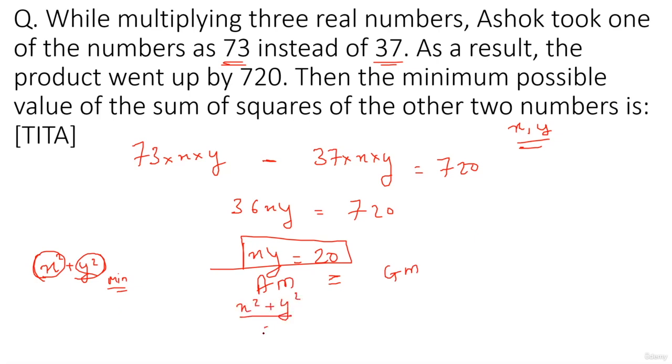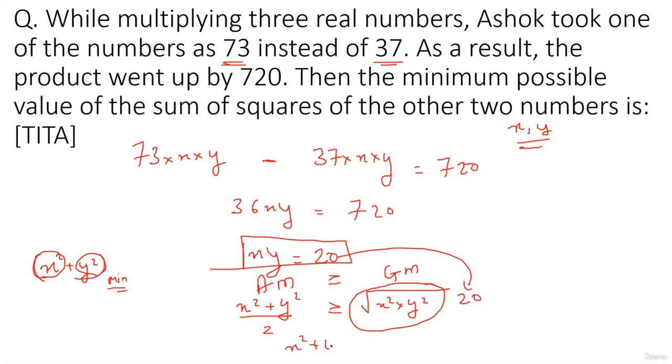X square plus y square divided by 2 greater than or equal to square root of x square into y square. Geometric mean. Now square root of x square into y square क्या हो जाएगा guys? xy हो जाएगा, which is nothing but 20. है ना? Root of x square y square is xy. And xy we found is 20. So basically x square plus y square is greater than or equal to 20 into 2, 40. This is the answer. The minimum value of x square plus y square is 40.